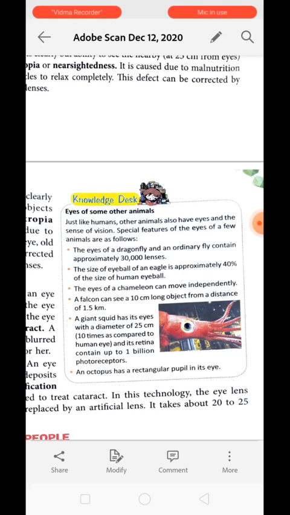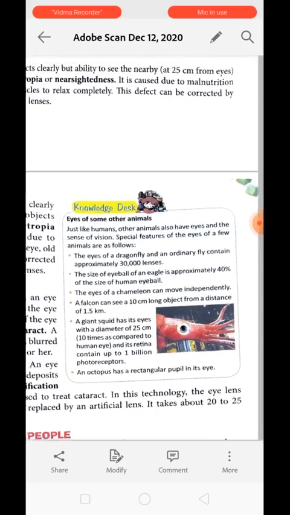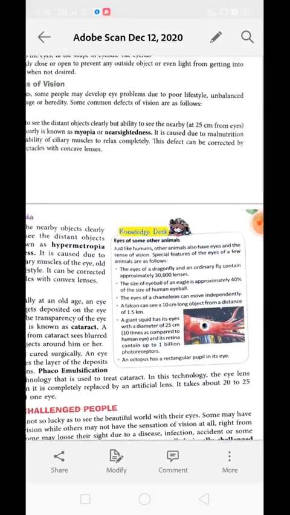Now, a falcon can see a 10 centimeter long object from a distance of 1.5 kilometers. Can you imagine? From 1.5 kilometers away, they can see even such a small object, 10 centimeters long. Okay, now a giant squid has an eye with a diameter of 25 centimeters, 10 times as compared to human eyes. Whew. Its retina contains up to 1 billion photoreceptors. An octopus has a rectangular pupil in its eye, whereas we have a circular pupil, right?